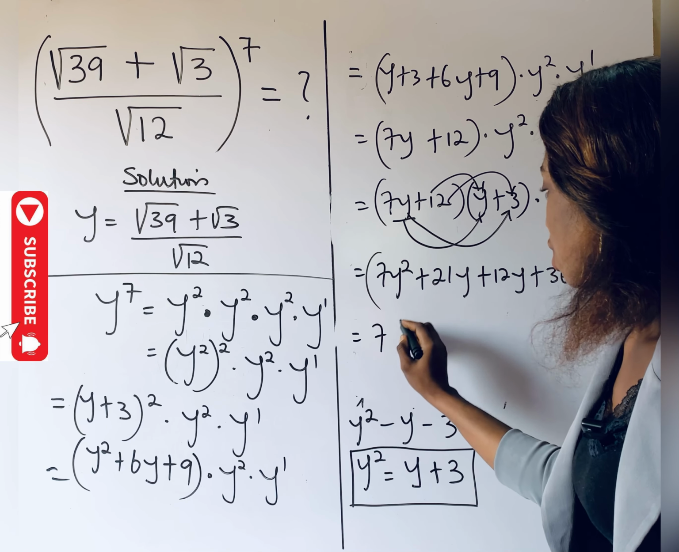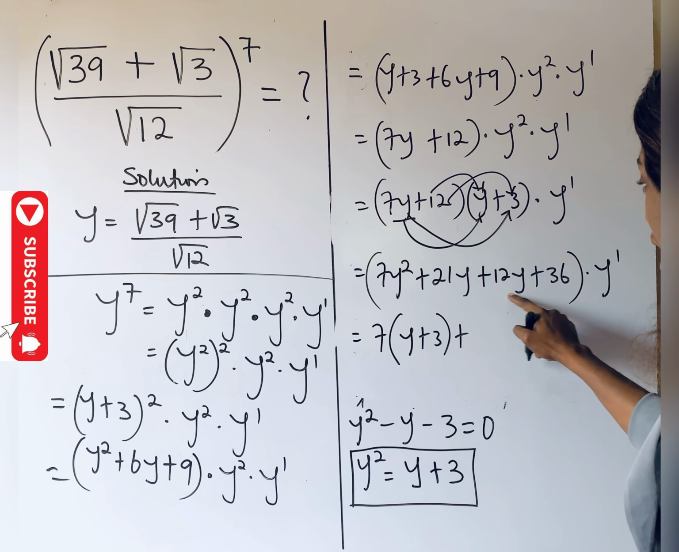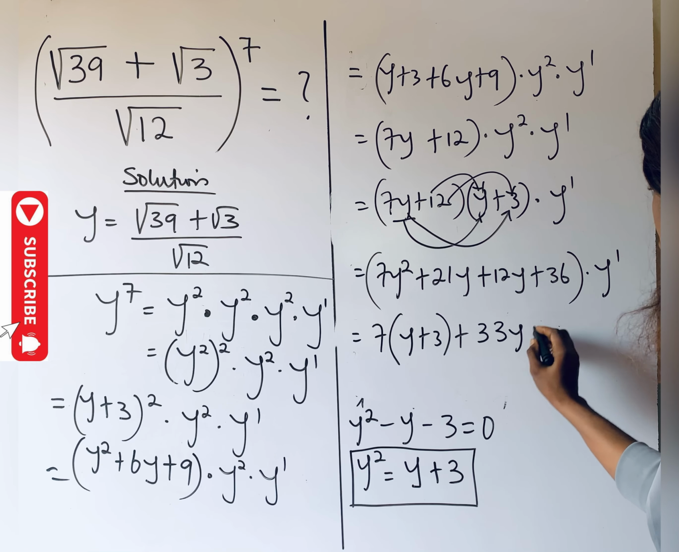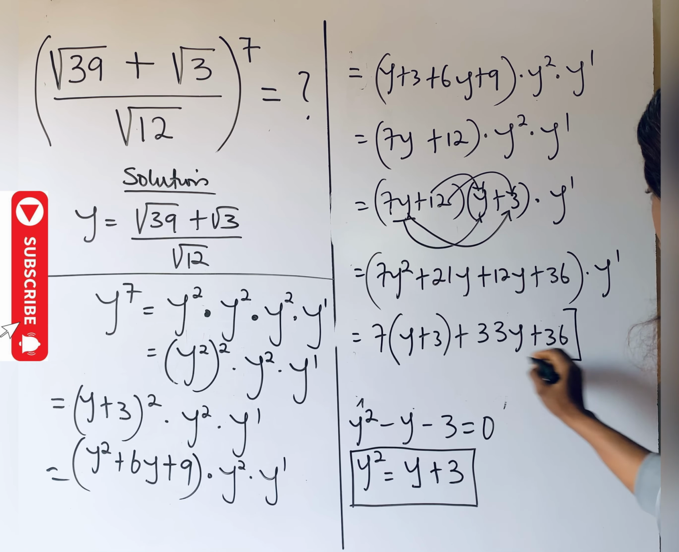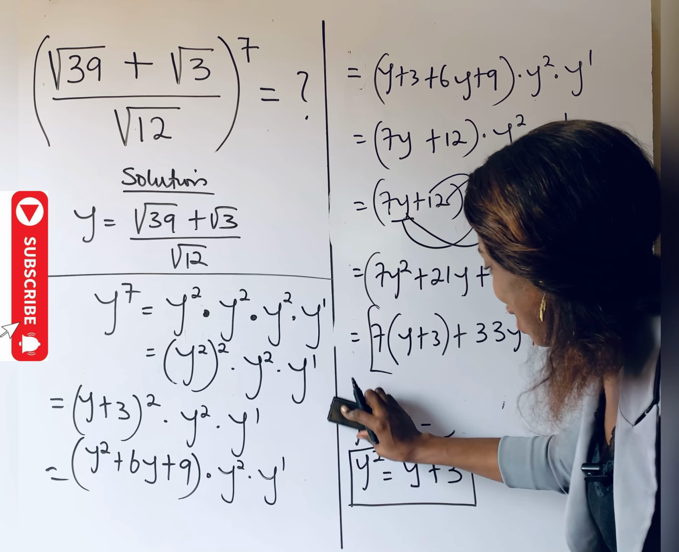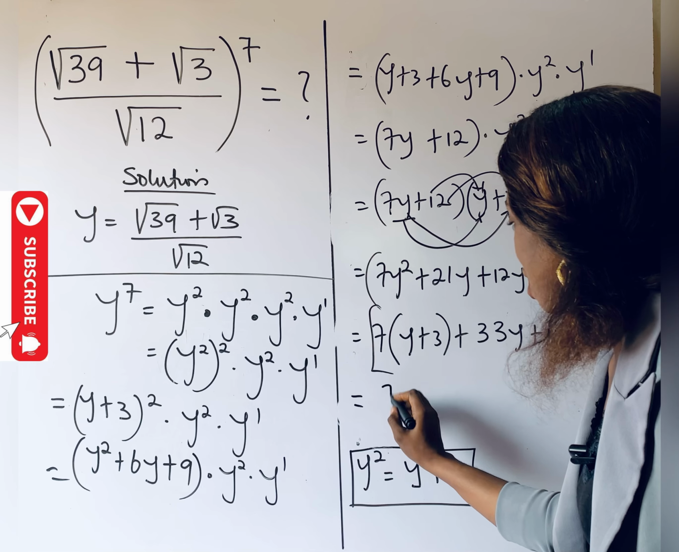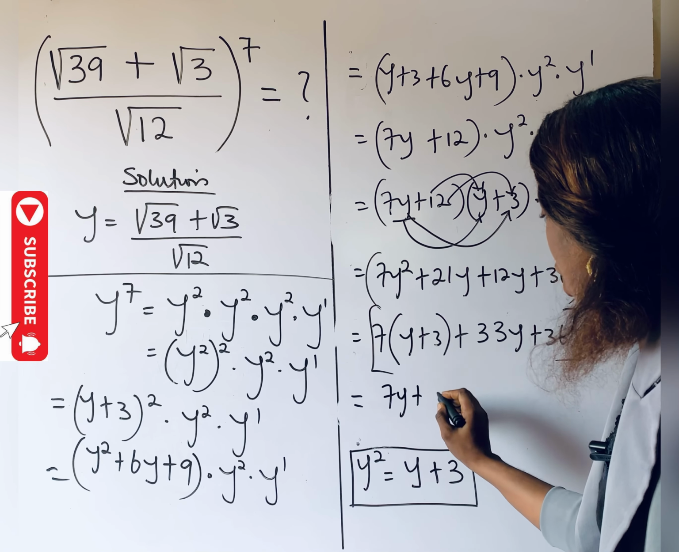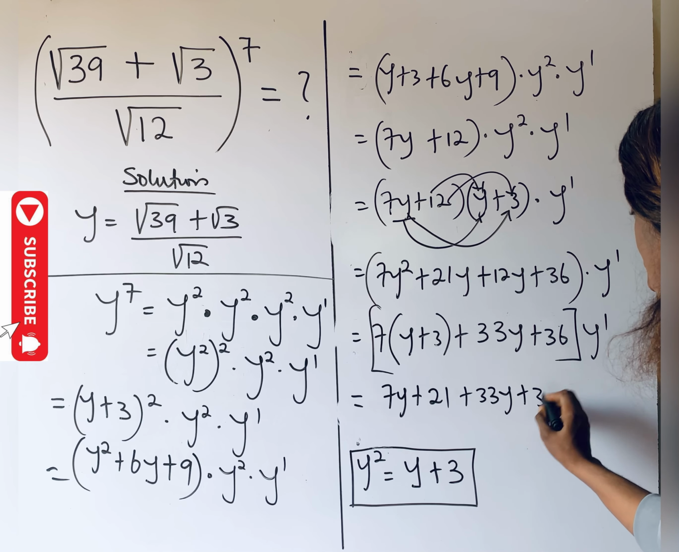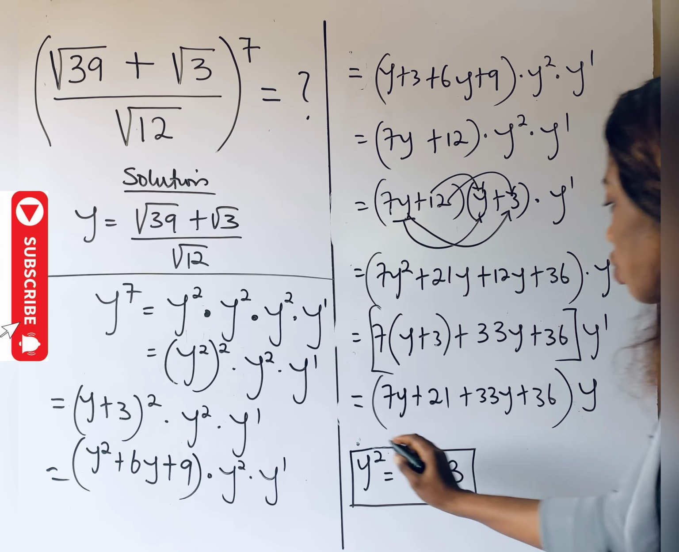So it's going to give us 7 into y plus 3 plus, let's add this, it's going to give us 33y plus this, okay? Then multiply by y to the power of 1. It's becoming interesting. So what do you do again? We simplify. This multiplies is 7y, and this multiplies this is 21. Then plus 33y plus 36. Everything is multiplied by y. So what do you do again?